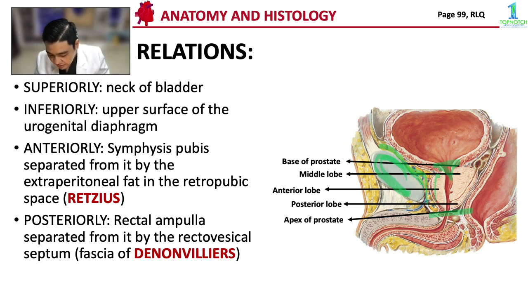Posteriorly naman, we know that the rectum lies posterior to the prostate. Kaya nga kaba ang prostate via the DRE. But anatomically, there is a distinct space in between those two structures, separated by the Denonvilliers fascia.